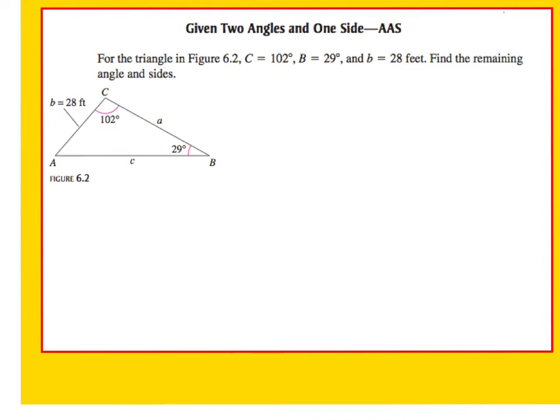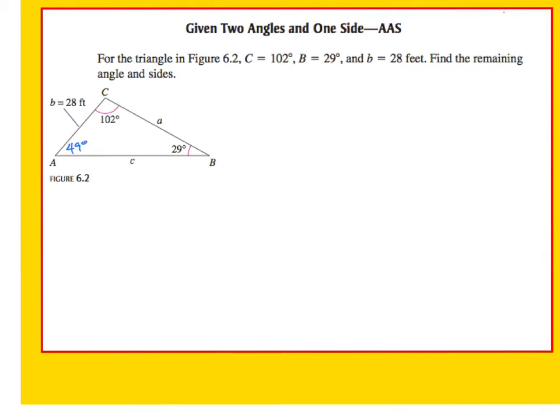There are two things that we could solve for right now. Which two things could we solve for? The missing angle. Do you want to find that one first? Yes, let's find that one first. What do all angles in a triangle add up to? 180 degrees. So if we subtract 102 and we subtract 29 from 180 degrees, what do we get? 49 degrees. So angle A is 49 degrees.